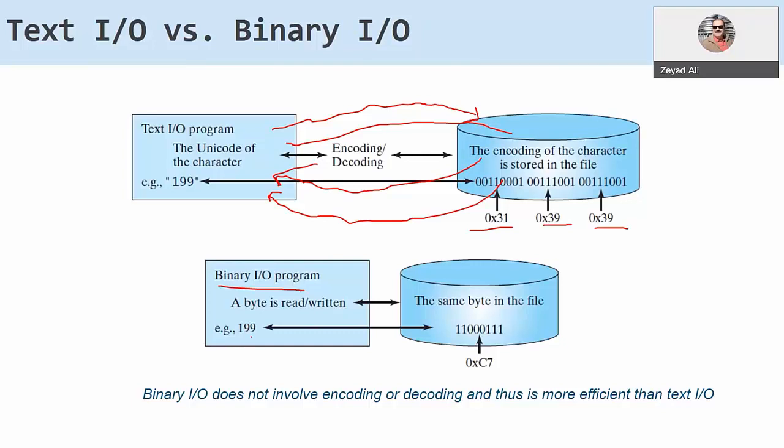Everything is written as bytes. With binary, no encoding or decoding. Data is dropped or retrieved as it is. So if you are not reading or writing text, use binary I/O, because it's faster and more efficient, since there is no encoding or decoding.